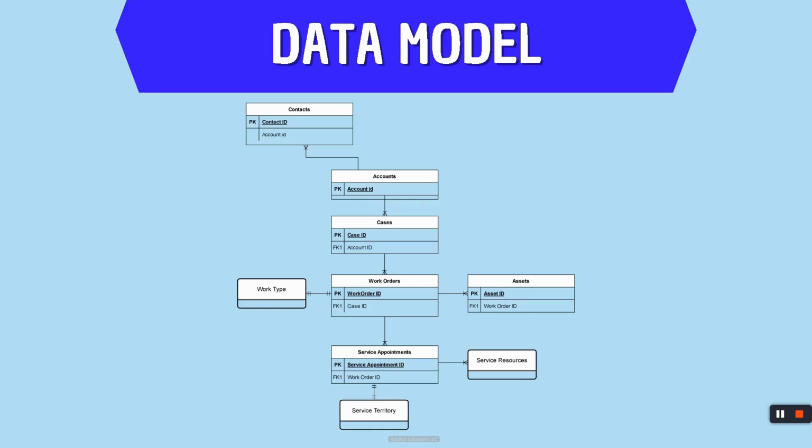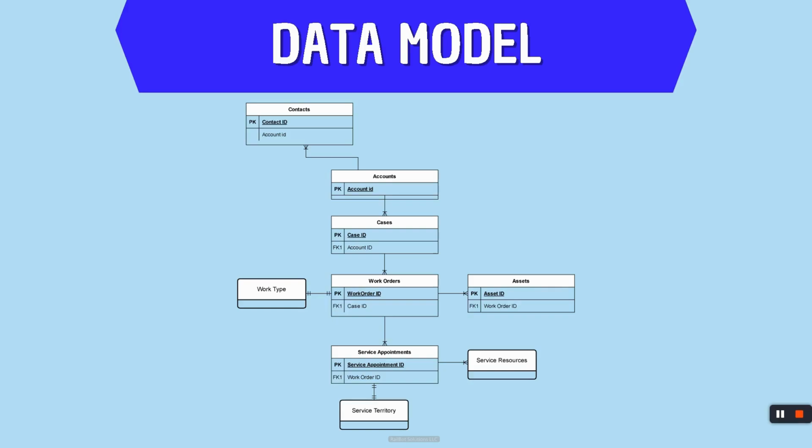So as you see on top, we have Accounts playing the central role over here, where Accounts is nothing but your customers, or organizations that you do business with. Contacts are part of Accounts. So again, we see the one-to-many relationship to that.